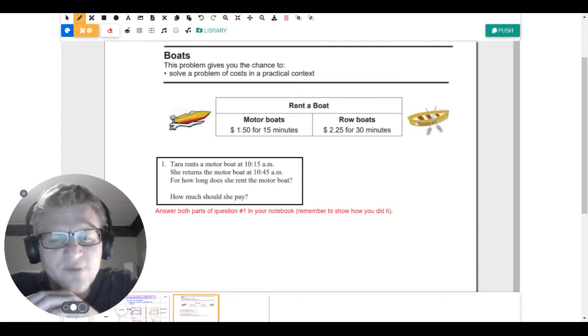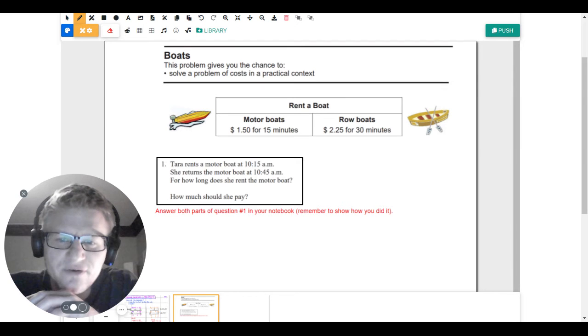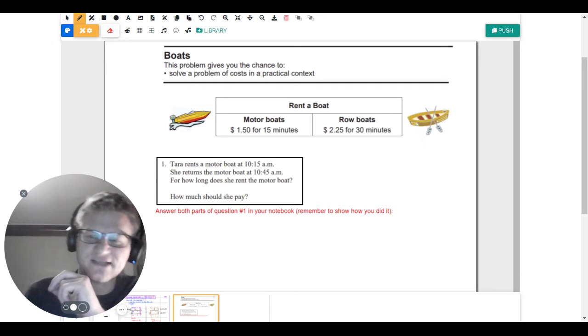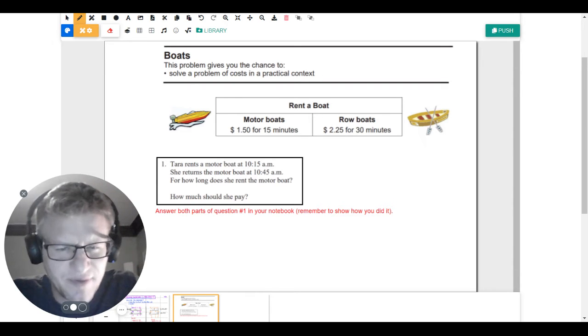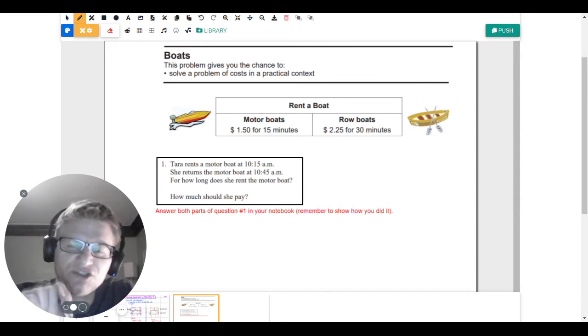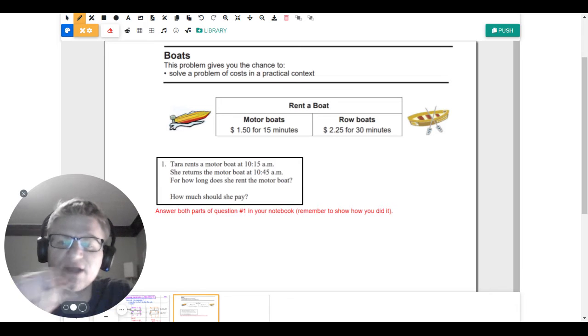Tara rents a motorboat at 10:15 a.m. She returns the motorboat at 10:45 a.m. For how long does she rent the motorboat? So I'm thinking if my second grade daughter was standing here next to me, I think she might be able to figure this one out. I'm not sure, I think she would. So I think you guys can figure this out too. And then it says, how much should she pay? Meaning, how much will it cost her?